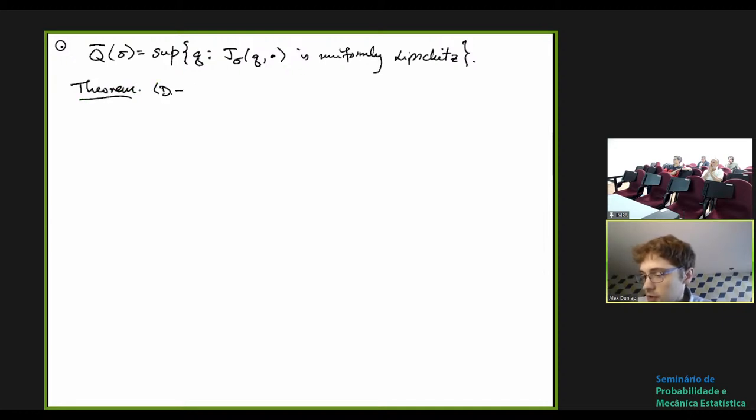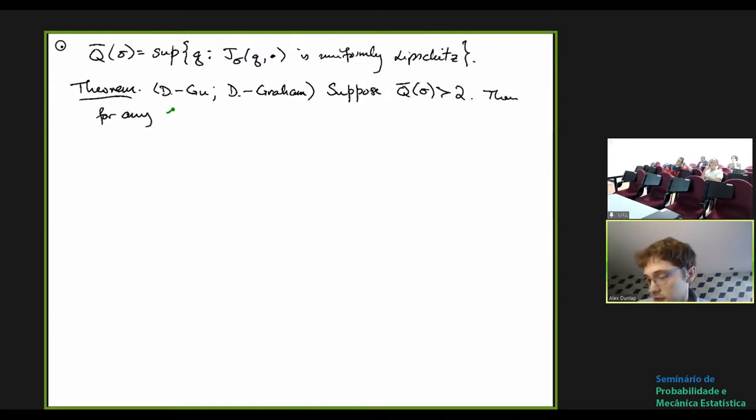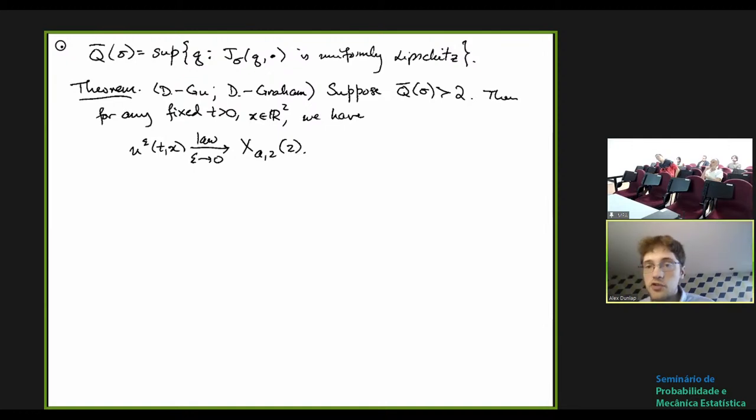This is joint work with Yu Gu, and I'm combining a generalization, which is with Cole Graham. Suppose that Q bar of sigma is strictly greater than 2. Then, it's the exact same term. For any fixed t greater than 0 and x in R2, we have u epsilon of t, x converging in law as epsilon goes to 0 to X sub a2 of 2. So we take the final time to be 2, and then we evaluate the forward-backward SDE at this final time, and this gives us the limiting distribution here.